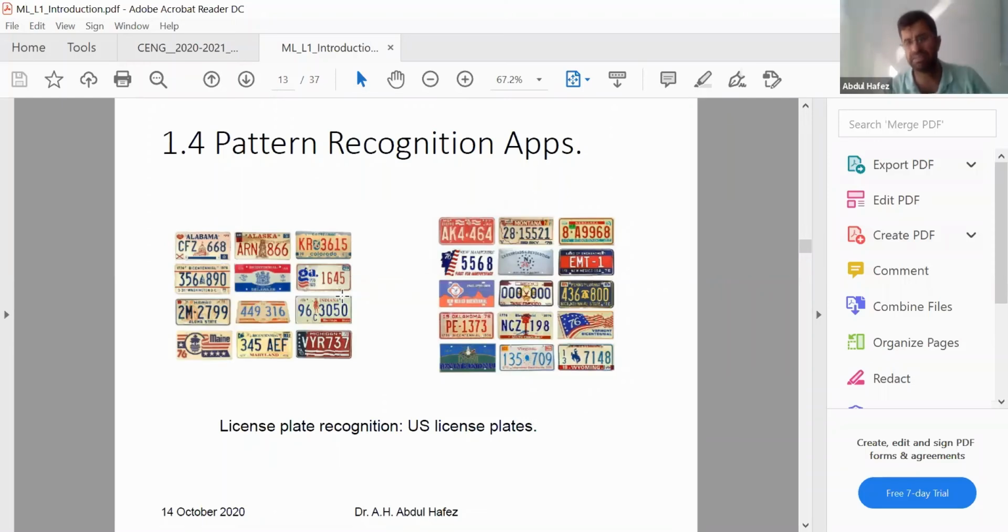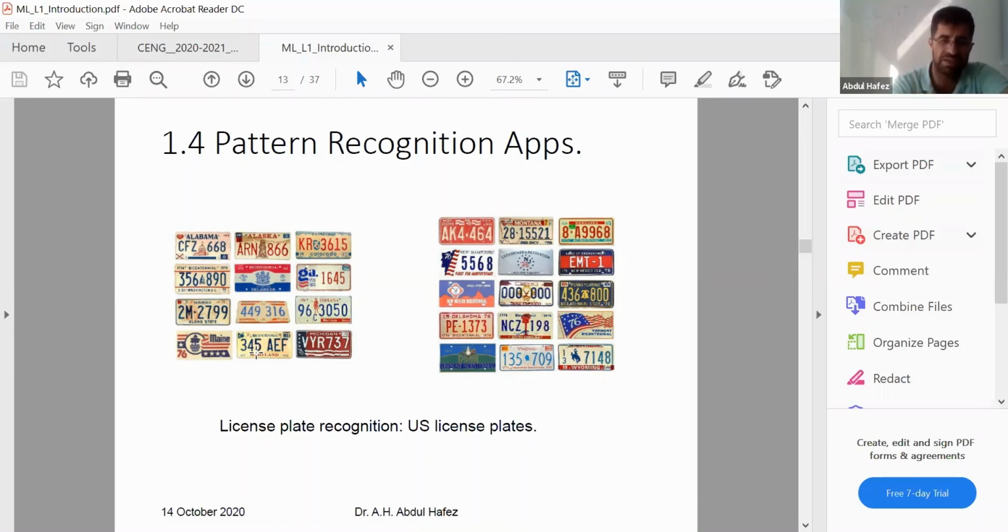Another example is license plate recognition. You can see in the image we have the license plate model of the US. In Turkey, we have something different. In European countries, we have different patterns. So we can design a system that recognizes every pattern, and we also recognize the information written on this pattern, the numbers and characters.